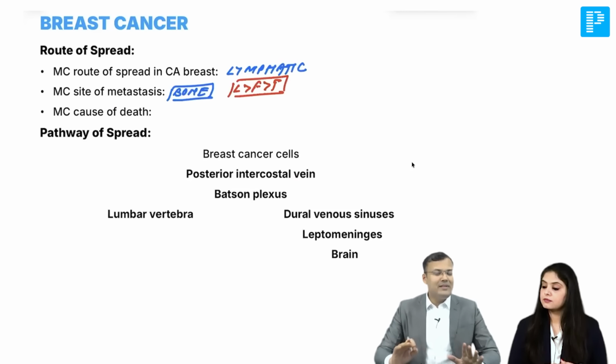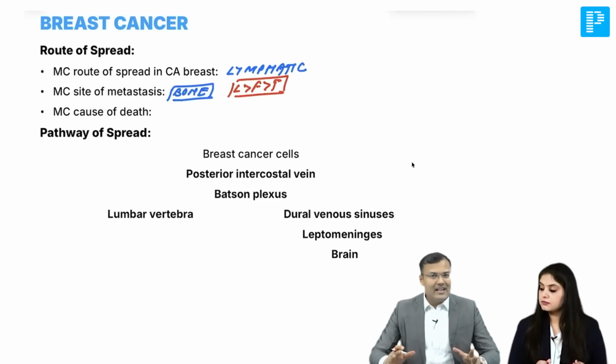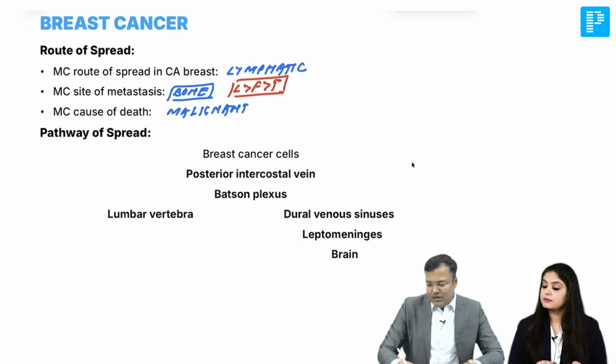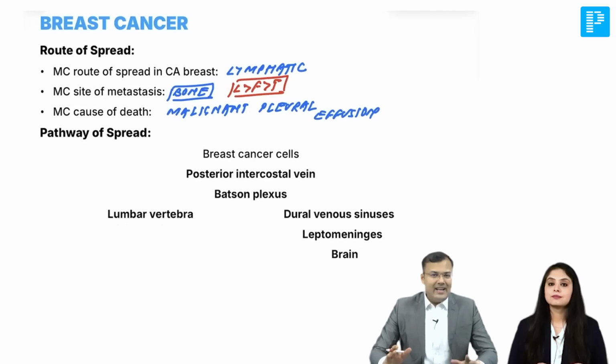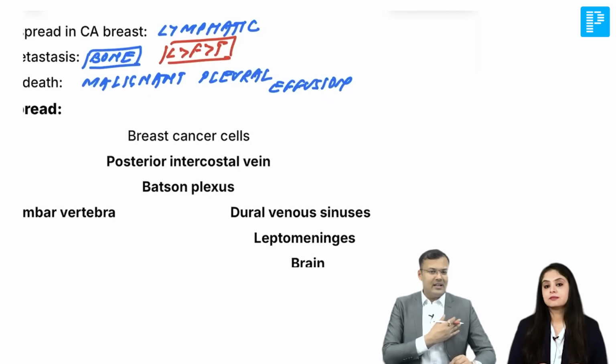See, breast is here, so you can easily understand. Obviously it is involving which organ? Lungs. So in lungs, guys, the most common cause of death is malignant pleural effusion. Easy. In INI-CET and NEET PG, multiple questions were asked in relation to the pathway of spread. So see how it is going to spread. Breast cancer cells, you know that the most common site is the upper outer quadrant.